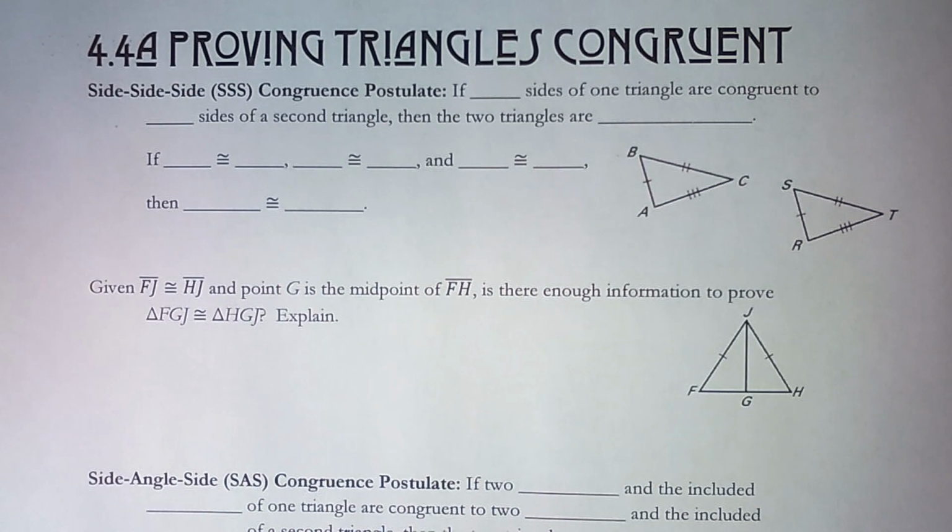Hey guys, today we are going to learn 4 different shortcuts that can help us prove that triangles are congruent. In our previous lesson, in order to say triangles were congruent, we had to be able to show that all 3 sets of sides and all 3 sets of angles were congruent. But with these shortcuts, it's going to make this a little bit easier for us.